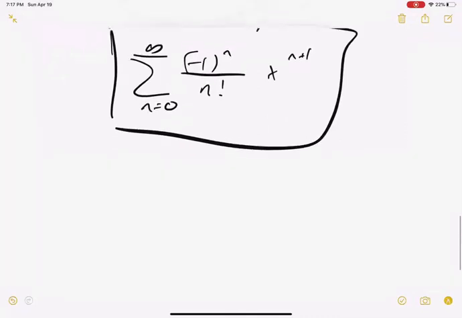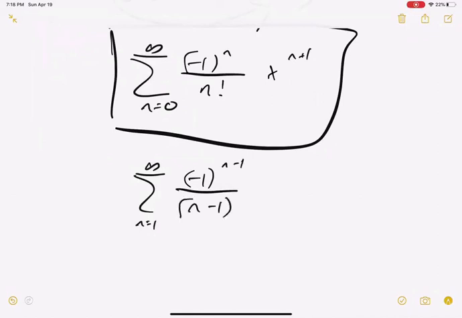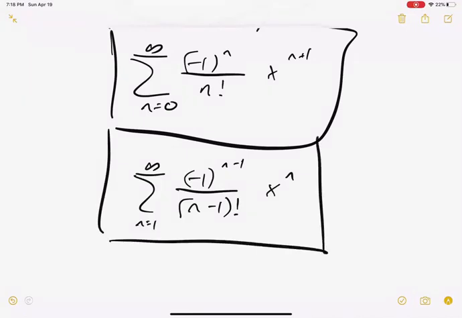And maybe the book writes it differently. Maybe the book writes it, instead of starting at 0, maybe they start at 1. It's the same power series, just slightly different form. So if I started at 1, then I would have this. They're the same thing. Either one should be acceptable.